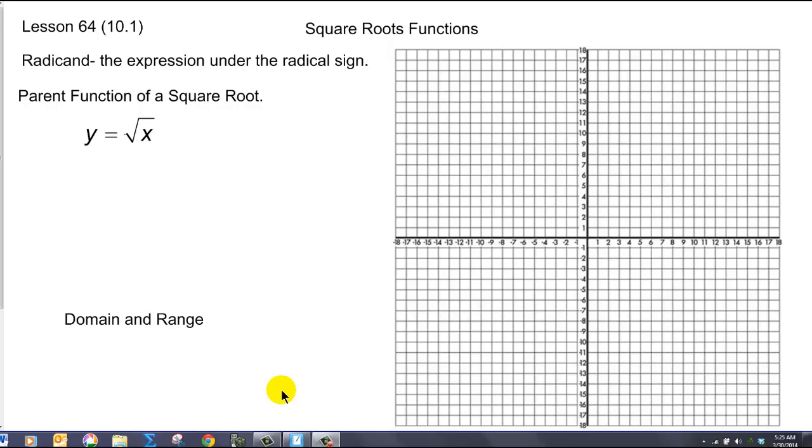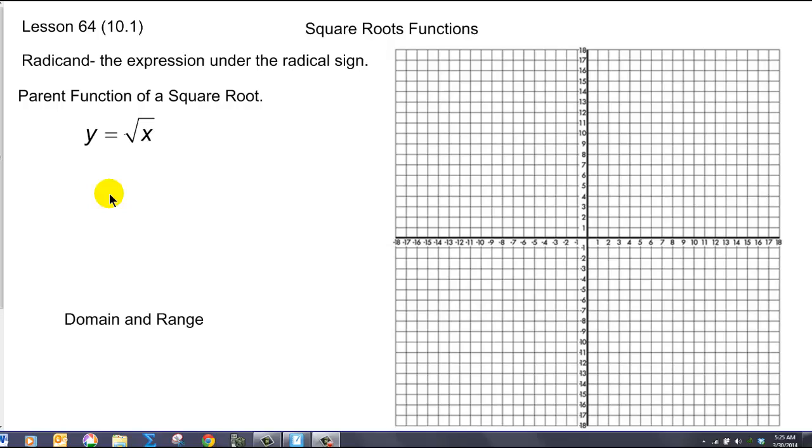Today we move from a discussion of rational functions or fractions to radical functions or square roots in this case. Now, a radicand is the expression under the radical sign. You'll see I have a radical expression here, and the radicand in this case would be x. We're going to graph some square root functions today, and we're going to start with a conversation of what is a parent function of a square root.